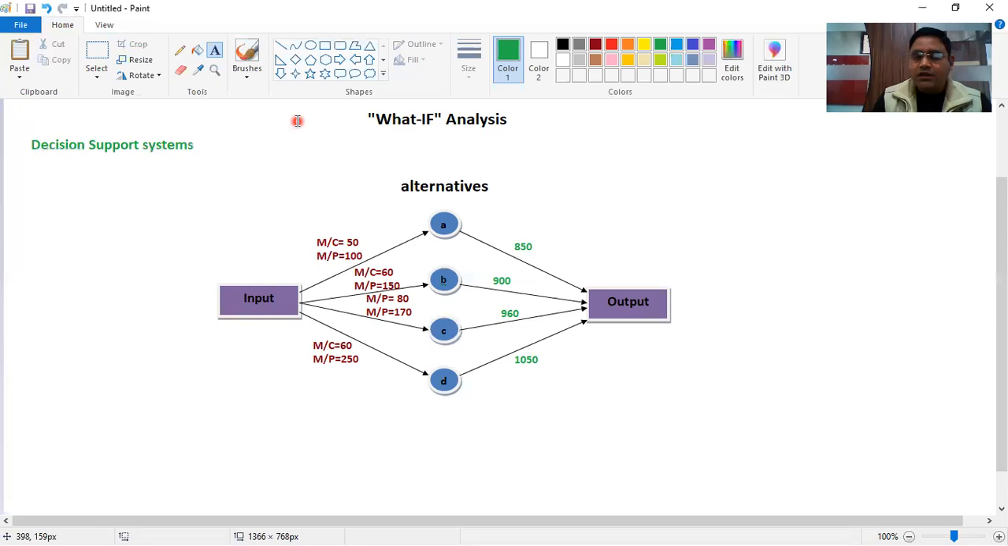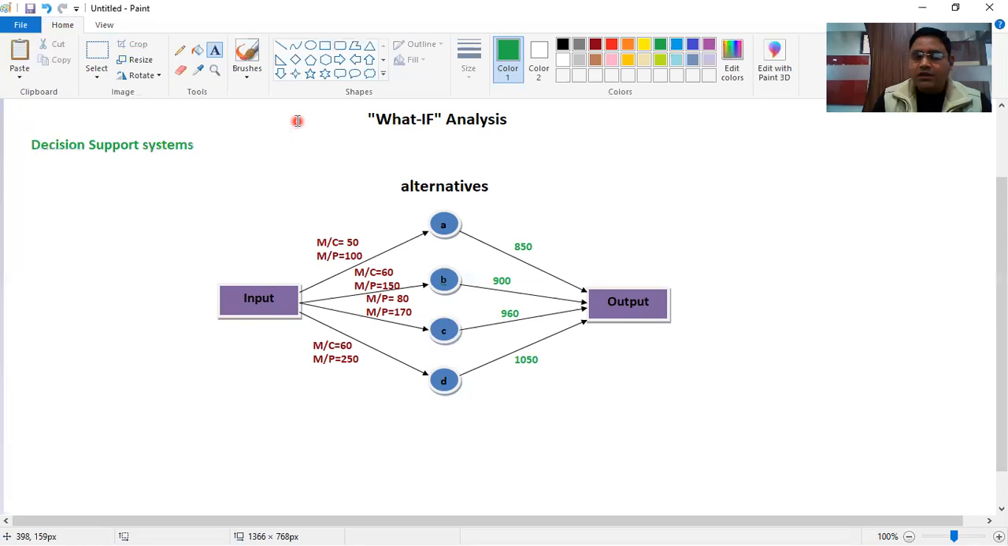We'll discuss what-if analysis. As in the previous session, we discussed the decision support system, so we know what the components are. We already discussed decision support systems, and we know their components.